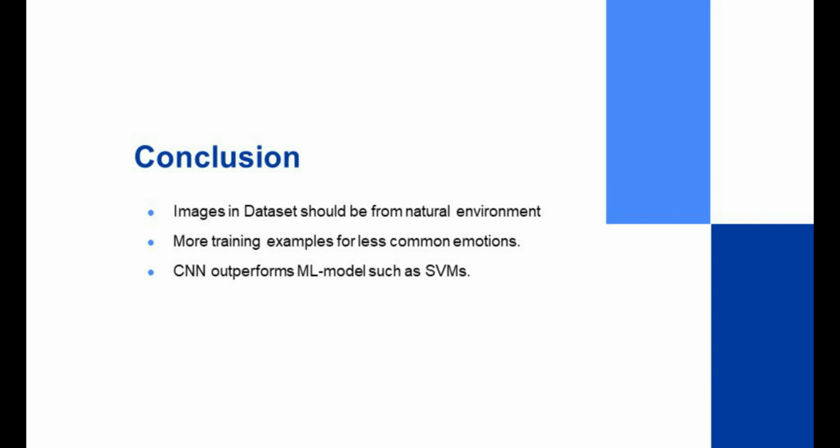Thus, we conclude that images in datasets need to be taken from a natural environment so that they resemble the environment the algorithm is deployed in. We need to gather more training examples for less common emotions like disgust. The deep learning algorithm CNN outperforms machine learning algorithms such as SVM. The pipeline of first performing face detection and then training a CNN on its output performs well.